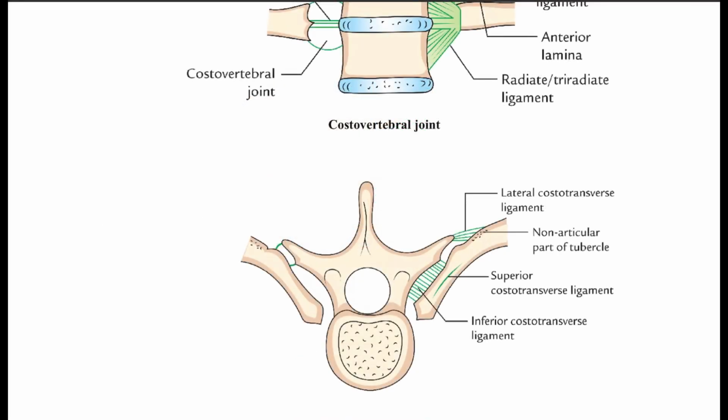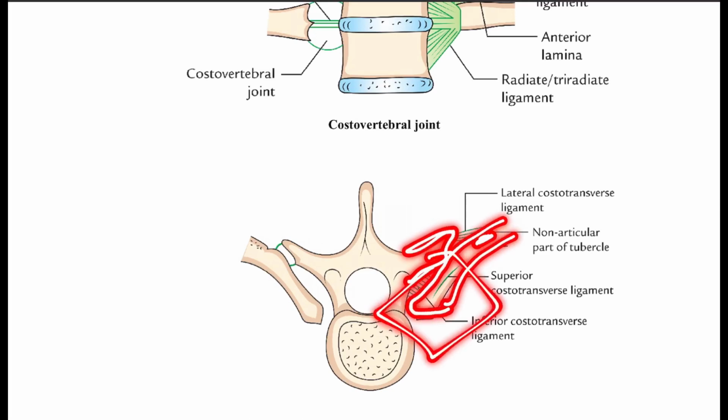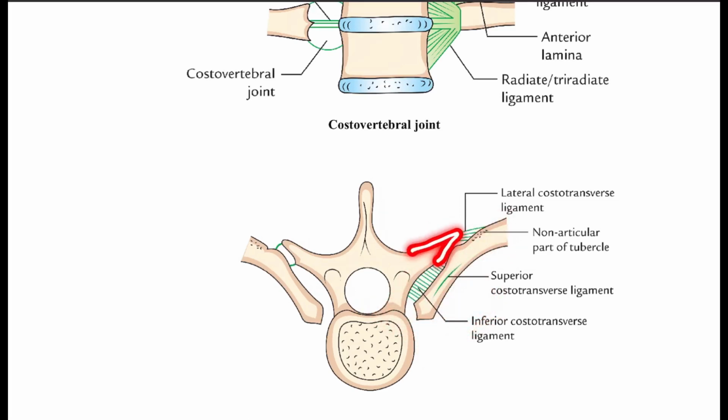Now let's discuss the costotransverse joints. The tubercle of the rib articulates with the transverse process of the vertebra to form a synovial joint. Here you can see this is the rib bone. The posterior end contains head, neck and tubercle. The tubercle particularly articulates with the transverse process here to form a synovial joint. So the type of joint here is a plane type of synovial joint.